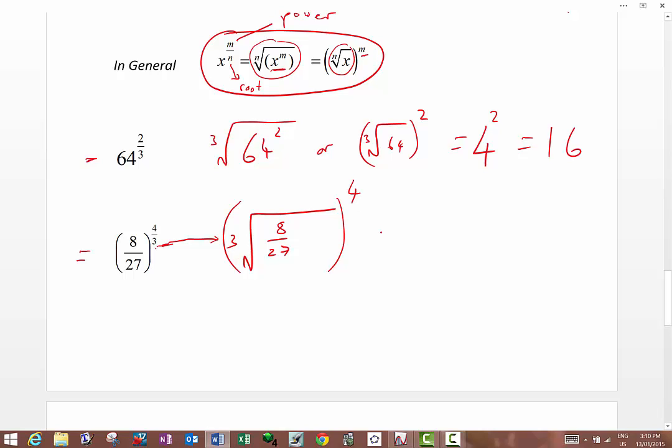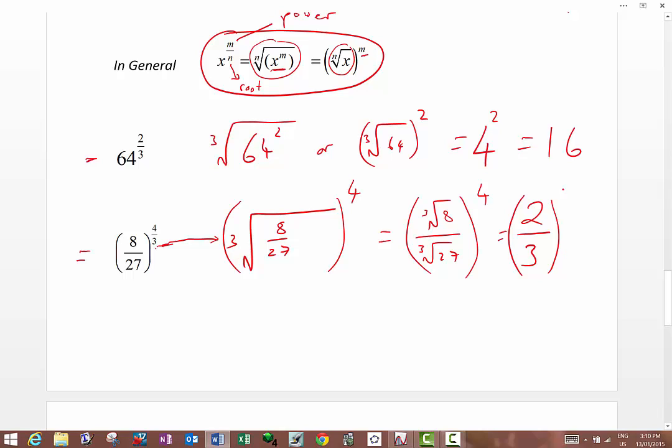The cube root of 8/27 is just the cube root of 8 divided by the cube root of 27. And you should know that the cube root of 8 is 2, and the cube root of 27 is 3. And when I raise all of that to the power 4, the answer is going to be the same as raising each of them to the power 4. So it's 2 to the 4 divided by 3 to the 4. 2 to the 4, 2 times 2 times 2 times 2 is 16. And 3 to the 4, 3 times 3 times 3 times 3, we've already discussed, is 81.